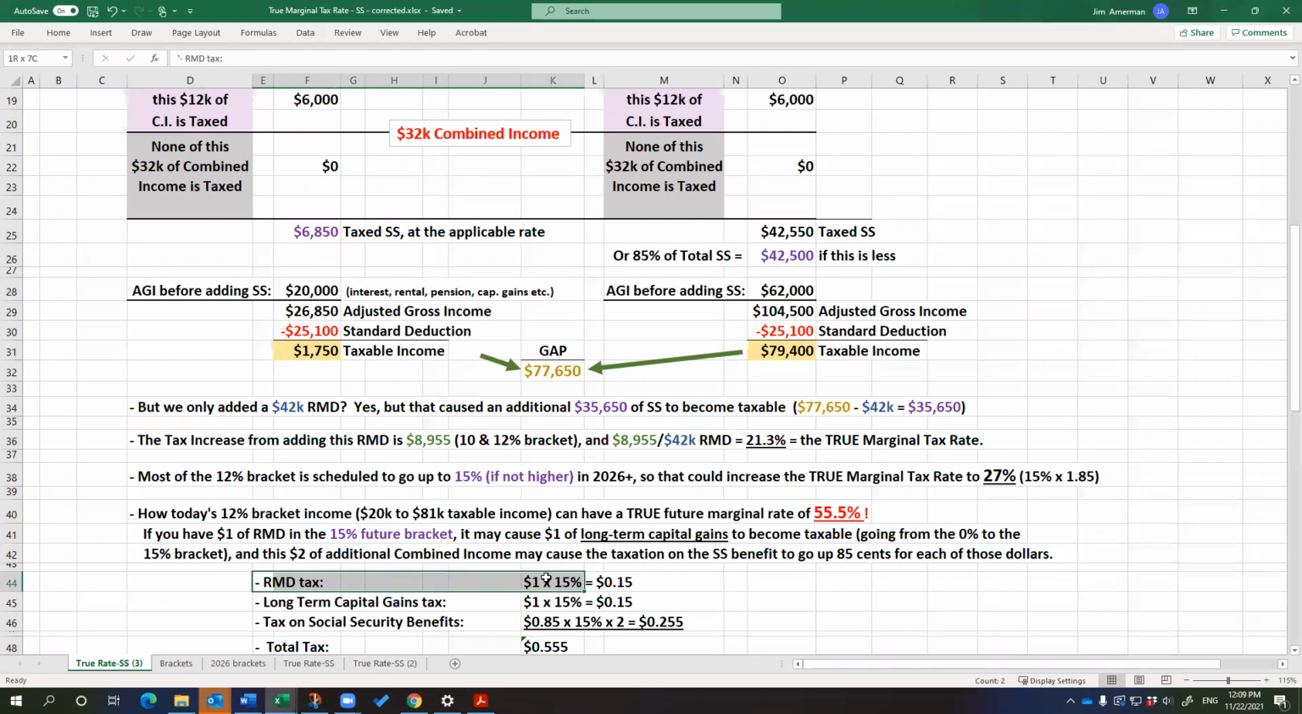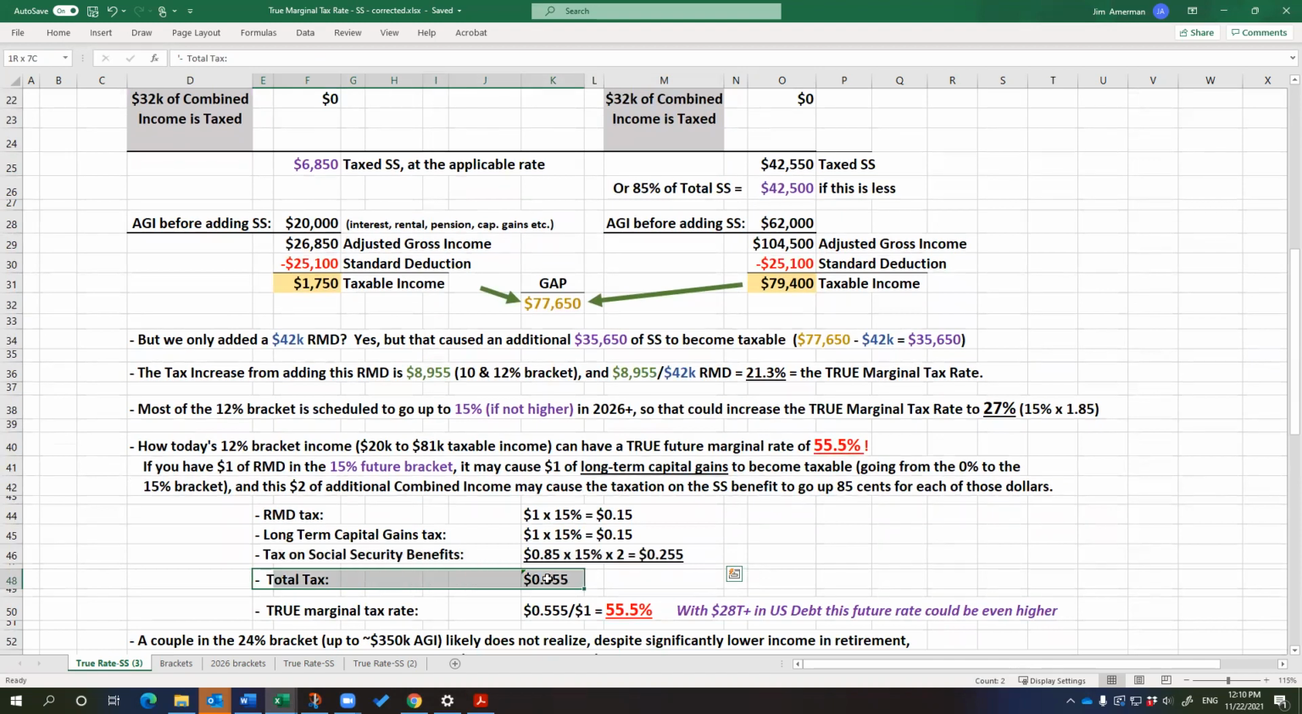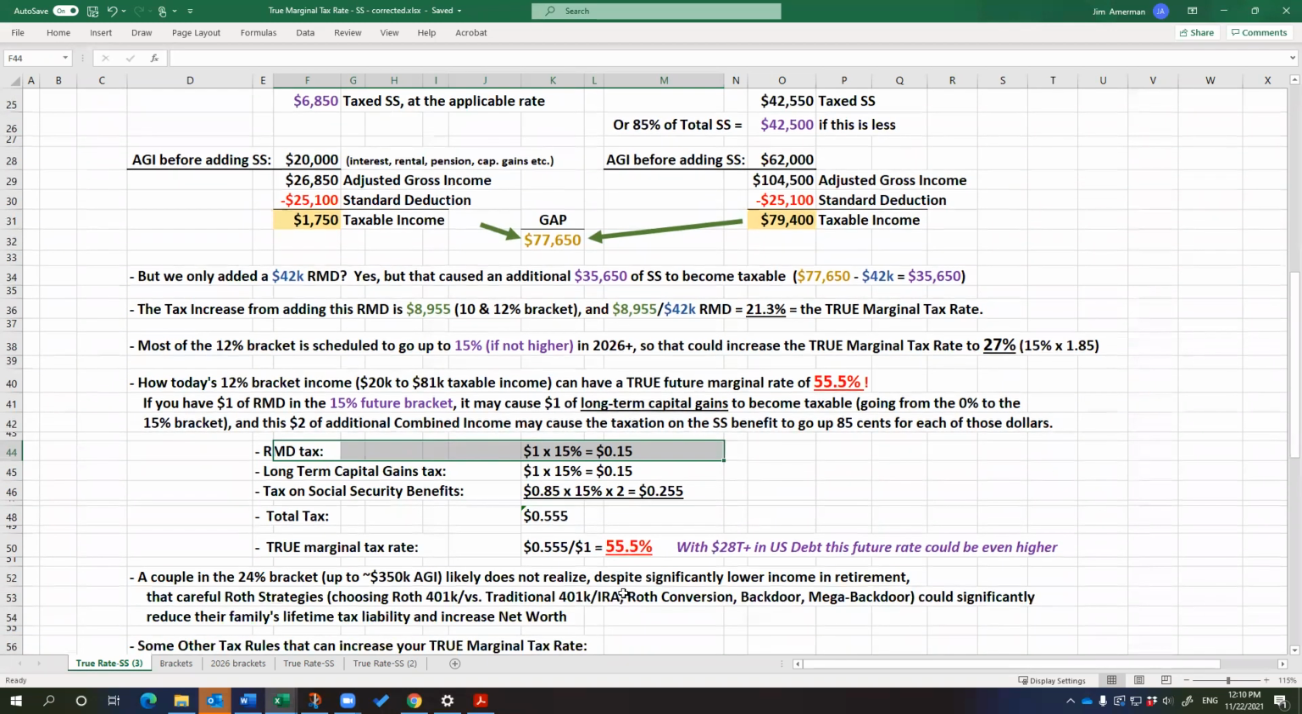It looks like this. Here's the RMD tax, and that's the only income you're adding, but it triggers more capital gains to be taxable. It triggers more tax on the Social Security benefit, and that ends up with a total tax of 55.5 cents. So your true marginal rate is that 55.5 cents divided by the $1 of RMD that was added up here. We also have $28 trillion in US debt, so 55.5% may not even be the highest true rate you could be looking at if rates go up even more.